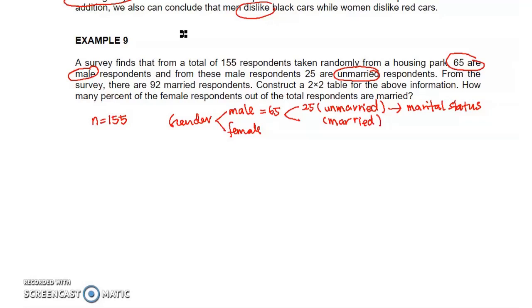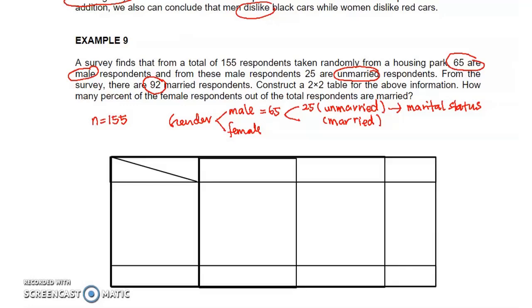From the survey, there are 92 married respondents. Construct a 2 by 2 table for the above information. 2 by 2 means that for each variable we have two categories. Gender: male, female. Marital status: unmarried, married. How many percent of the female respondents out of the total respondents are married? This is based on the table that we need to construct. You prepare a table like this. It doesn't matter whether you put gender in rows or columns, as long as the frequency is correct.